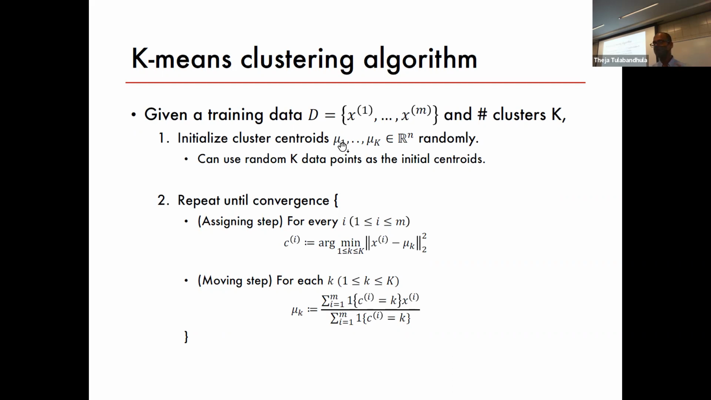So these are just randomly generated vectors again in R^n. You can also use some arbitrary k of the original data points as initial centroids if you want. These are called centroids, and we'll see why they are called centroids in a second. So you start with some initial cluster centroids.